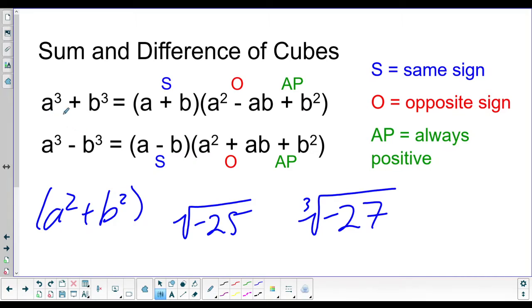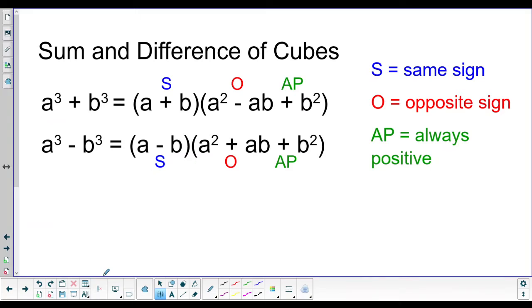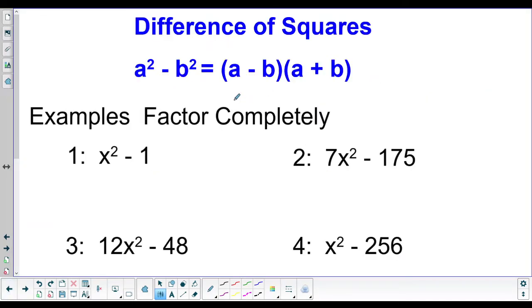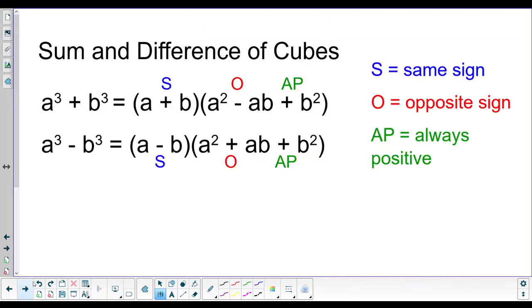We can do a sum of cubes, though. So we're going to do the same process, except now instead of having a nice formula like a minus b and a plus b, we have a slightly more grown-up formula. So let's take a look at it and talk about why some people call it the SOAP formula.